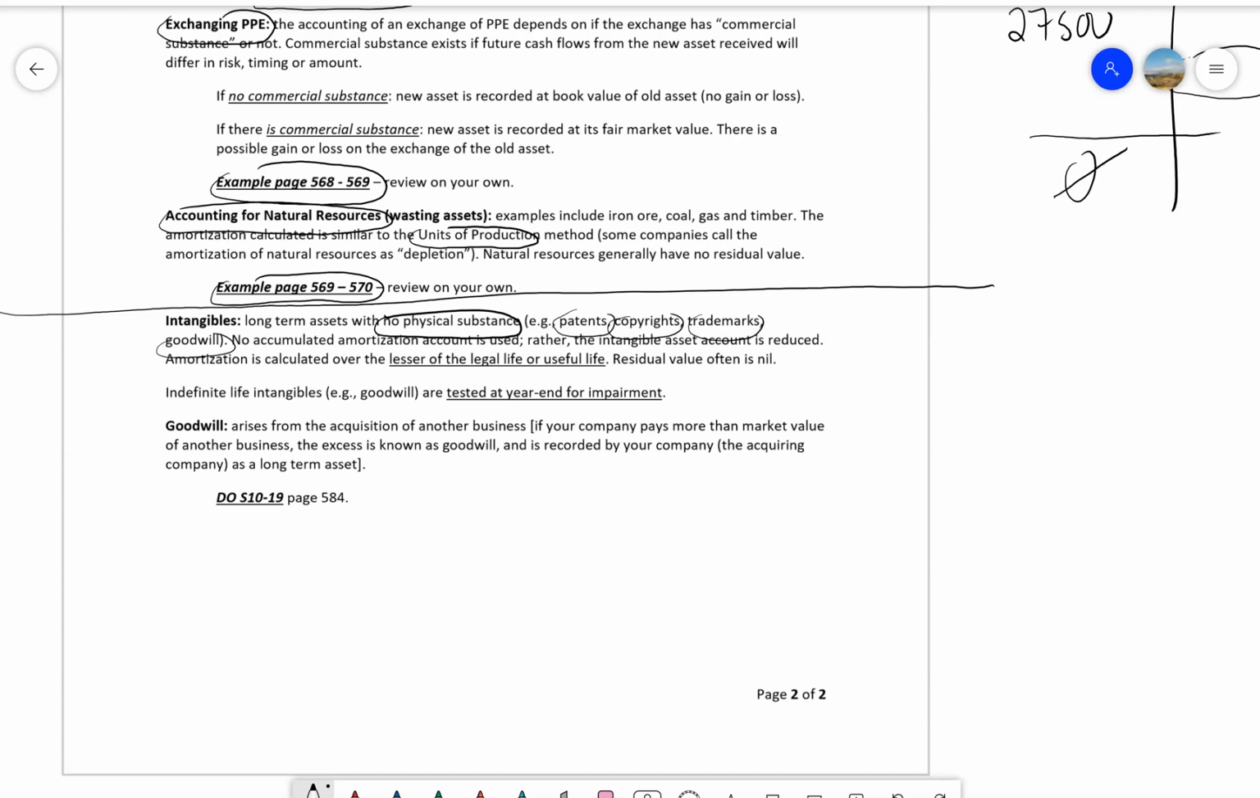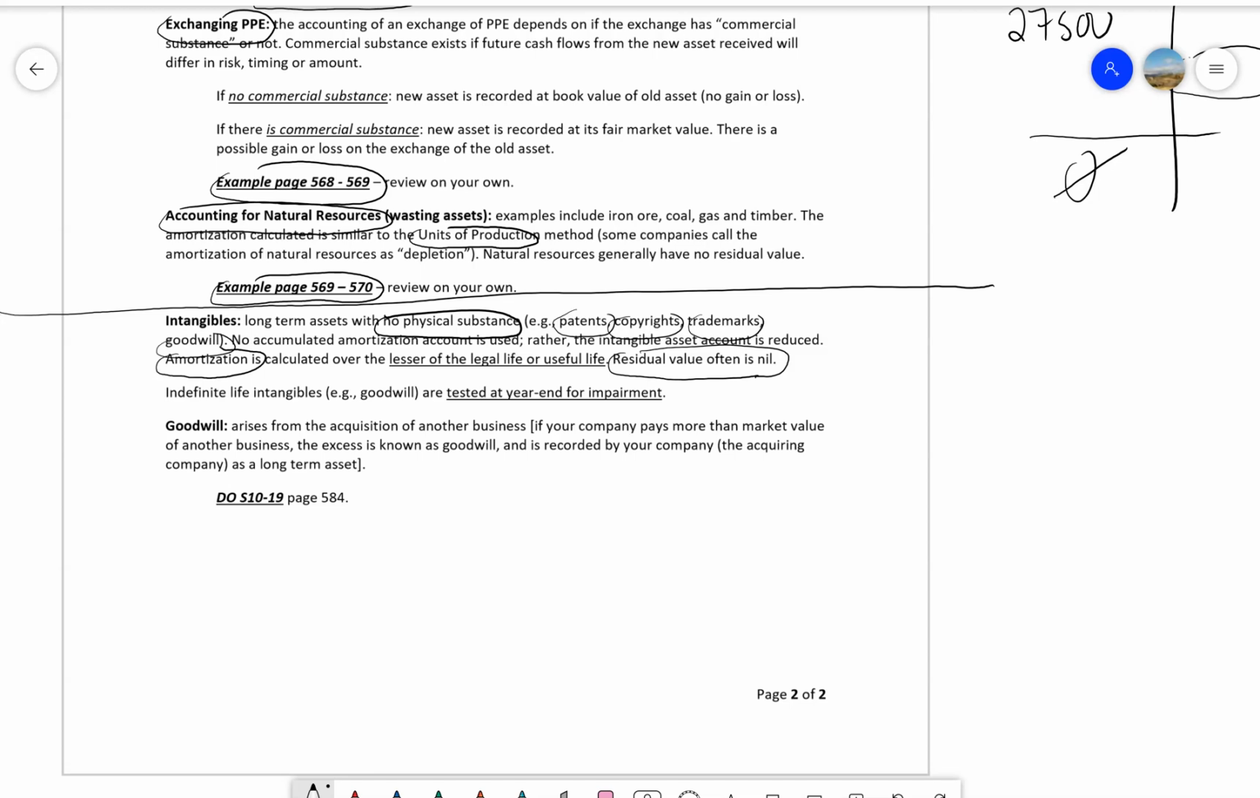Now, intangible assets are also treated as a long-term asset. And if they have a useful, limited life, a legal life, then we will still calculate amortization. And basically, we just use straight line amortization. Now, for most intangibles, the residual value is often 0. And so because of that, we don't need to set up an accumulated amortization account. And we'll go through an example in a couple minutes.